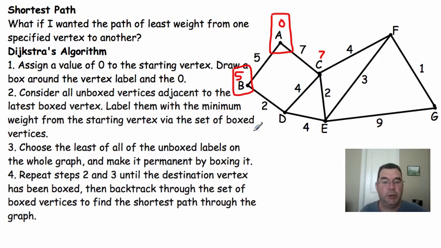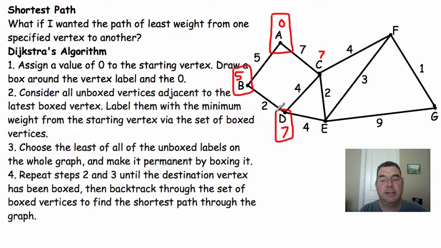So now what I do is I go back to step 2 and I look at all the unboxed vertices that are connected to B. Well, there's only one, and that's D. And so the shortest way to get from A, I'm always starting with my A, the shortest way to get there is going 2 more, making that a 7. So that's really the only way to get there.